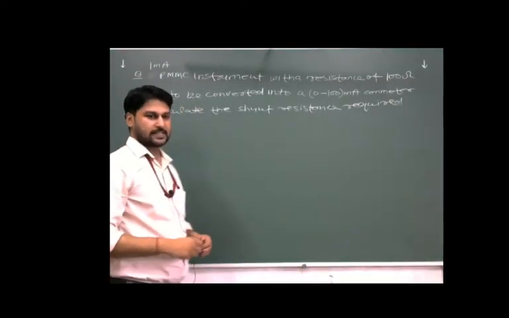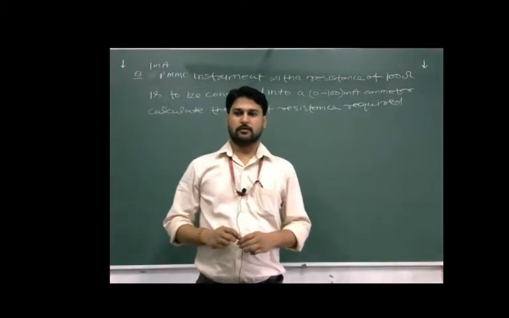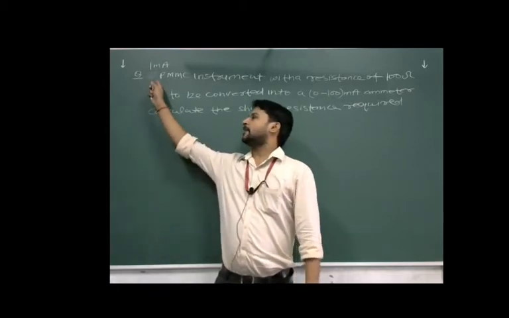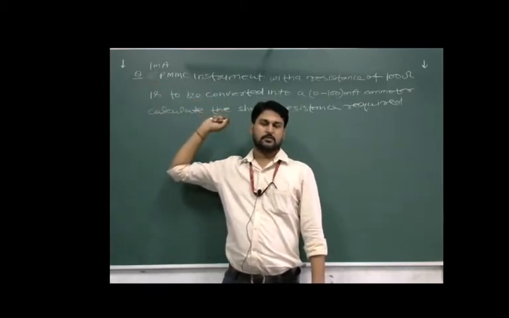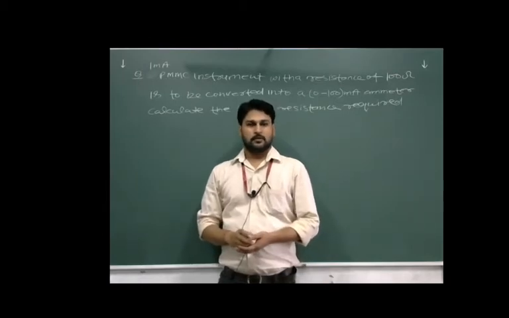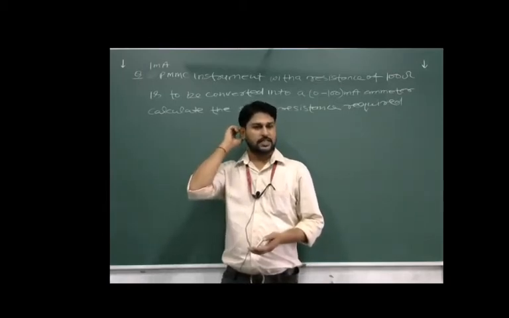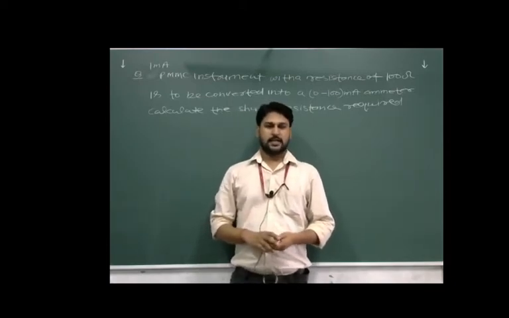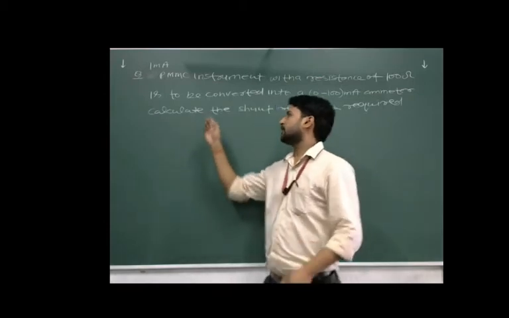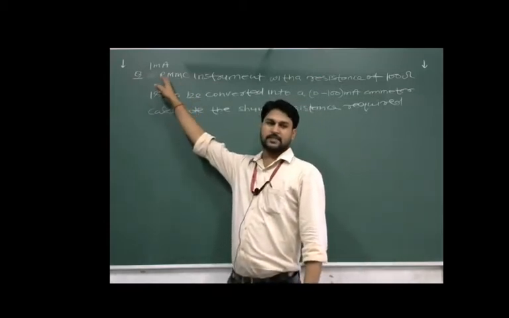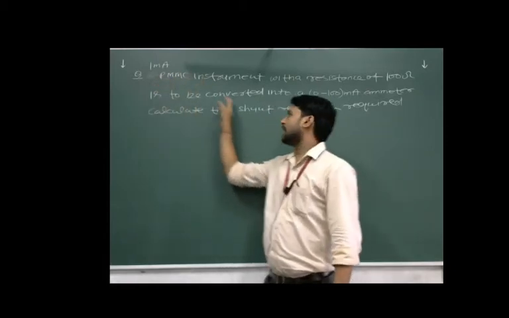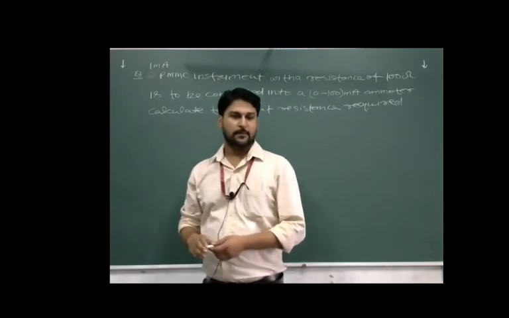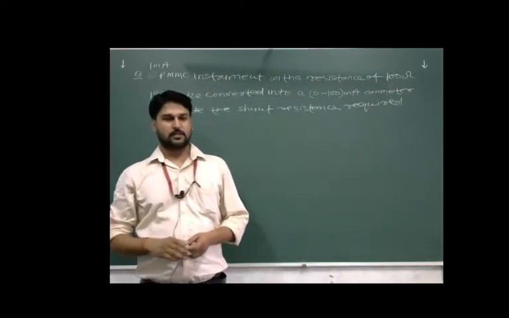One simple exercise: how the range of the PMMC instrument can be increased from 1 milliampere to 100 milliampere. So the question is, earlier we have seen that to increase the range of the PMMC instrument, a shunt resistance is connected. In this case, it is asking that if we want to increase the range of this instrument from 1 milliampere to 100 milliampere, what value of resistance should be connected in parallel to the PMMC instrument.